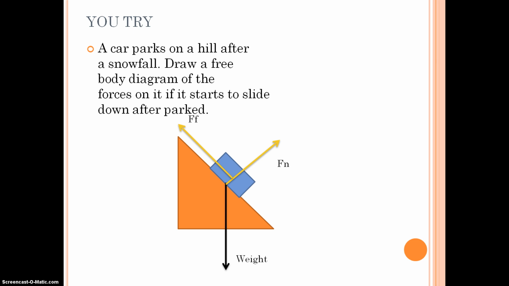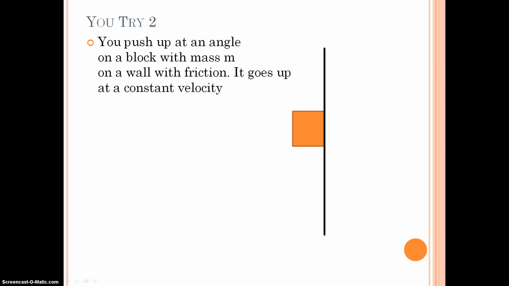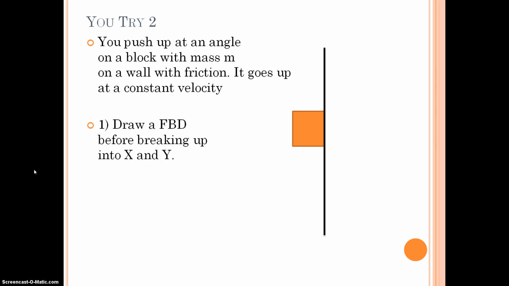And just to make sure, usually I'm going to have this up here when we need to. I wrote down, like you should, the different forces. Here we go. You push up at an angle on a block with mass m on a wall with friction. It goes up at a constant velocity. So since you're pushing up on it, you're probably pushing this way. Step 1, let's draw a free body diagram before breaking it up in x and y. Can you please draw the free body diagram, pausing this for me?